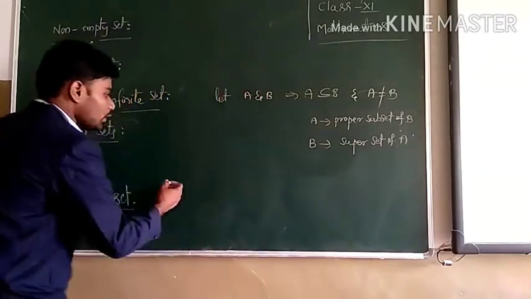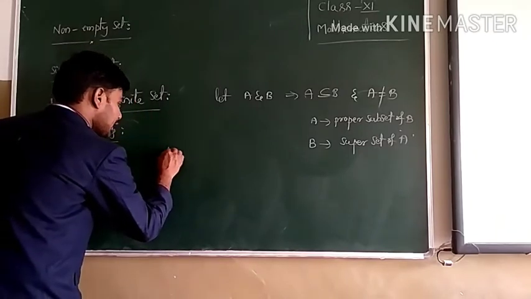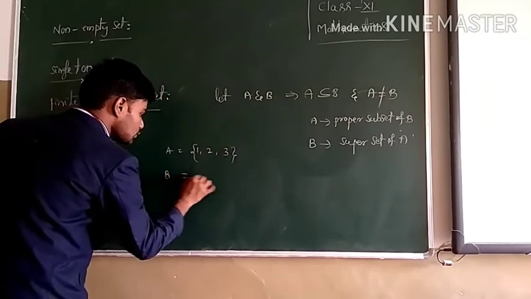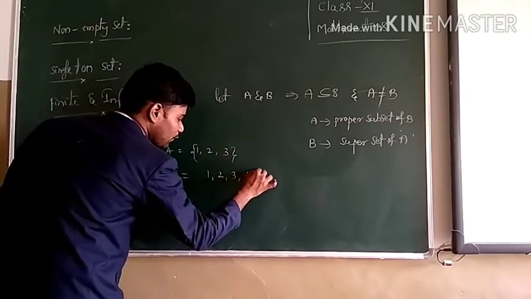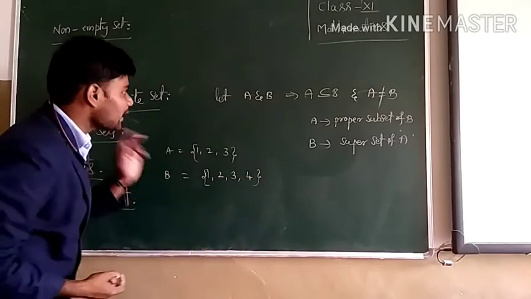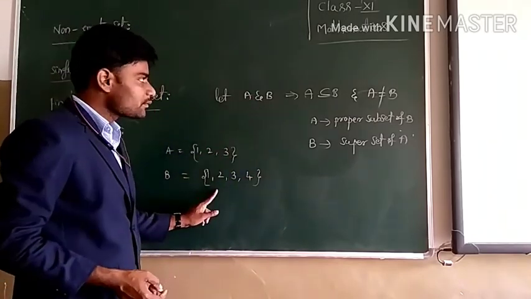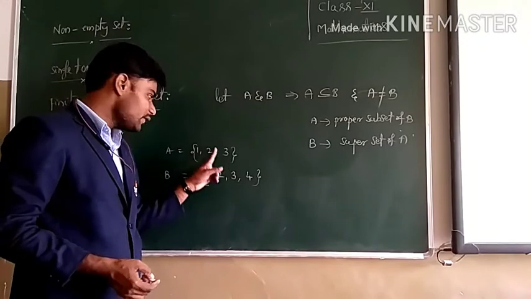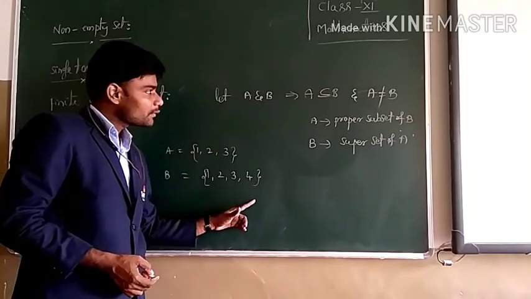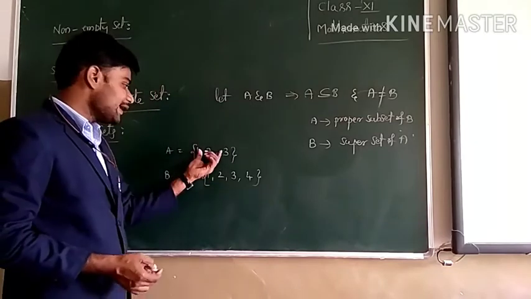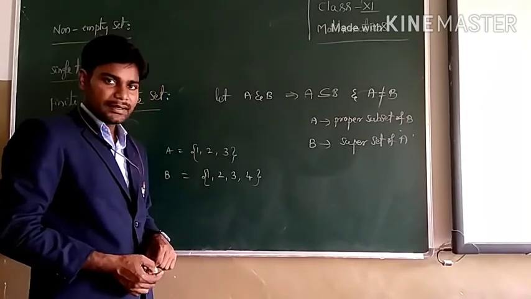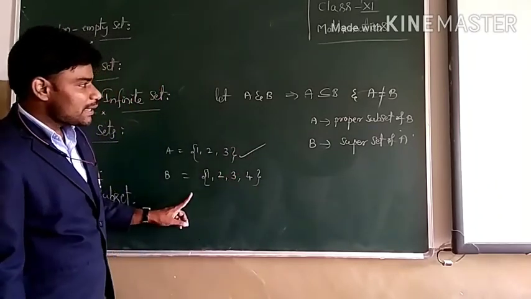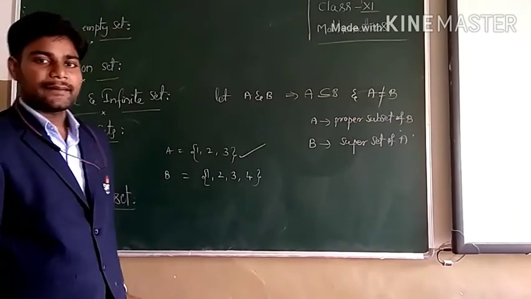With an example, you will understand this in a better way. Suppose A equals {1, 2, 3} and B equals {1, 2, 3, 4}. Take the condition here: A is a subset of B, since every element of set A is an element of set B. And A is not equal to B, since here there are 3 elements and here 4 elements. At this time, A is called a proper subset of B and B is called a superset of A.